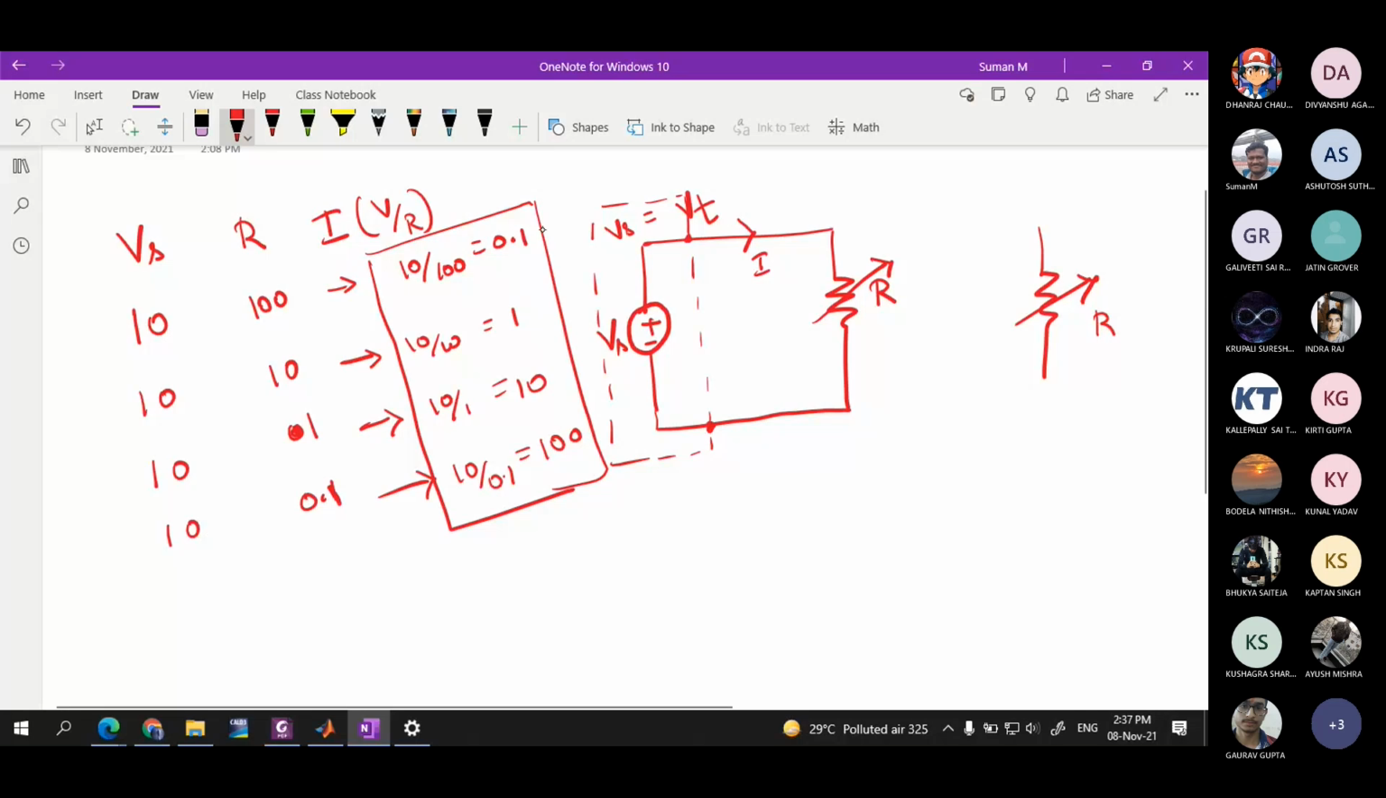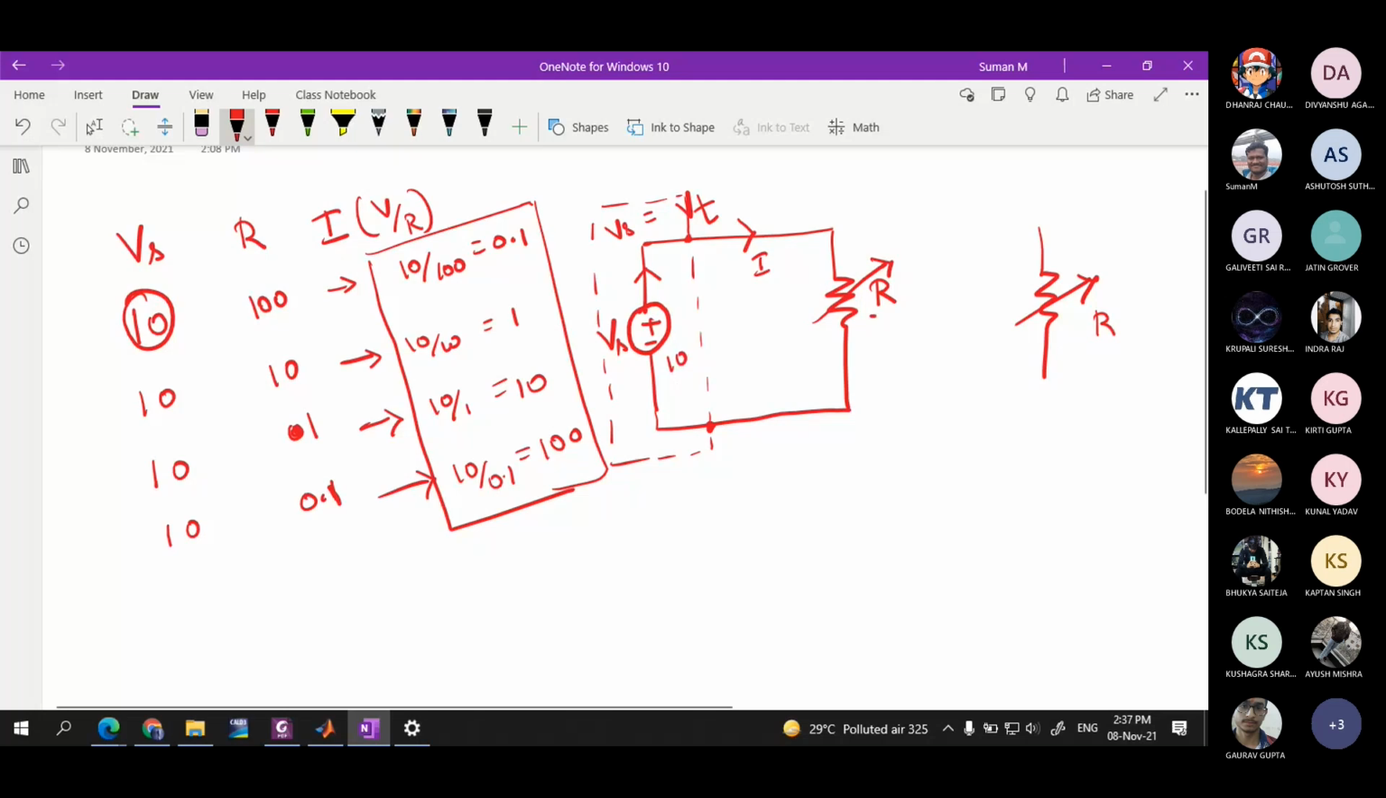What is the current through this voltage, or what is the current from the voltage source? Who is deciding the current from the voltage source? We are fixing the voltage magnitude, but we are not fixing the current value. If you give some voltage magnitude, we are fixing the voltage magnitude.